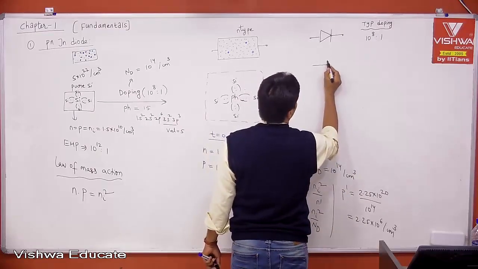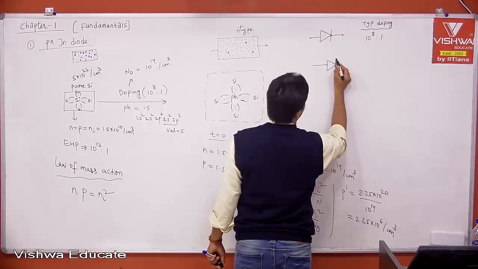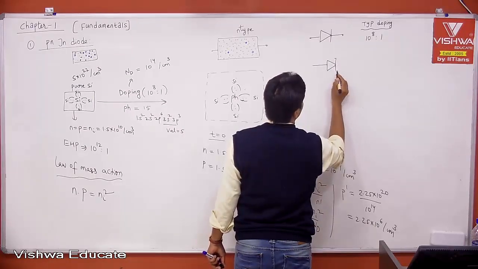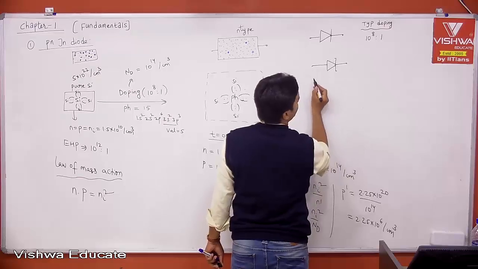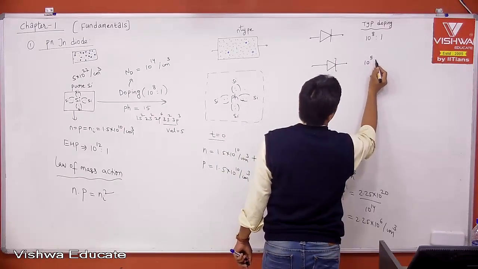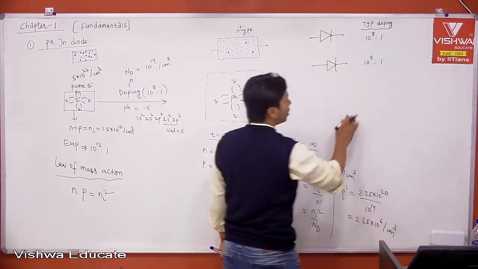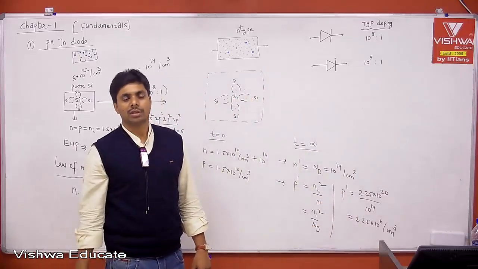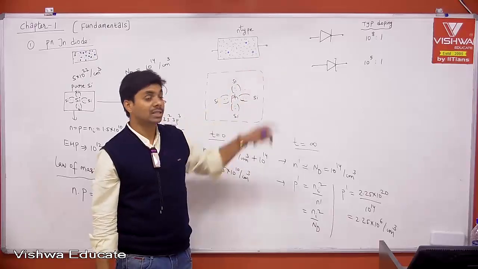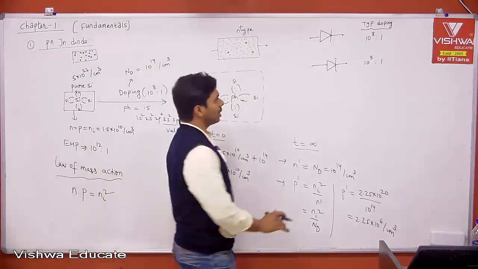But if you take a Zener diode, what is a Zener diode? Heavily doped PN junction diode. Then the doping concentration will be in the order of 10 to the power of 5:1. Your doping concentration is more, due to which in reverse breakdown, instead of getting avalanche breakdown, you will get Zener breakdown. Not going into the details.